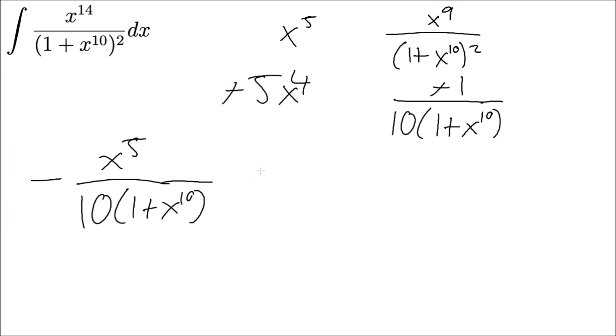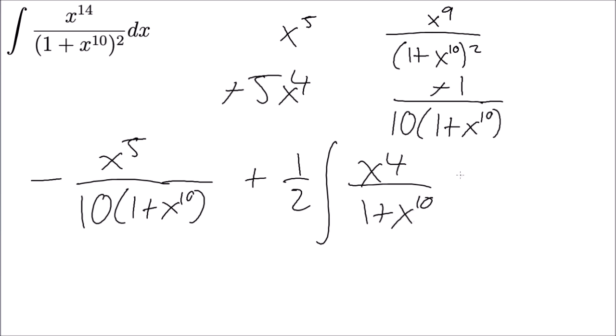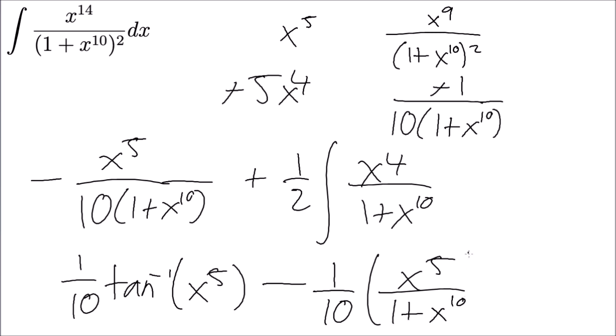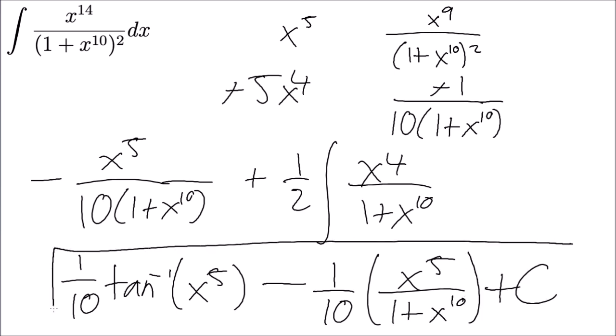I didn't think this would work. So this is a half. x to the 4 times 1 is 10. I need a 5 here, so this would be okay. So this would be 1/10 inverse tangent of x to the power of 5 minus 10 x to the 5 over 1 plus x to the power of 10. I gotcha.